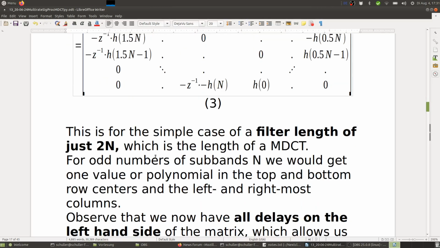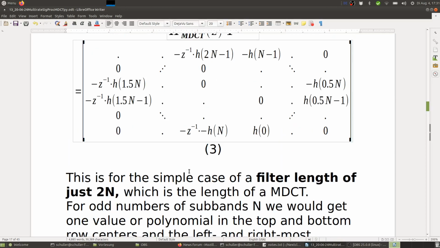Right. So this is for the simple case of a filter length of just 2n, which is the length of the MDCT. For odd numbers of subbands n, we would get one value or polynomial in the top and bottom row centers and the left and rightmost columns. So as before, there would be a single value here, here, and also on top and bottom.